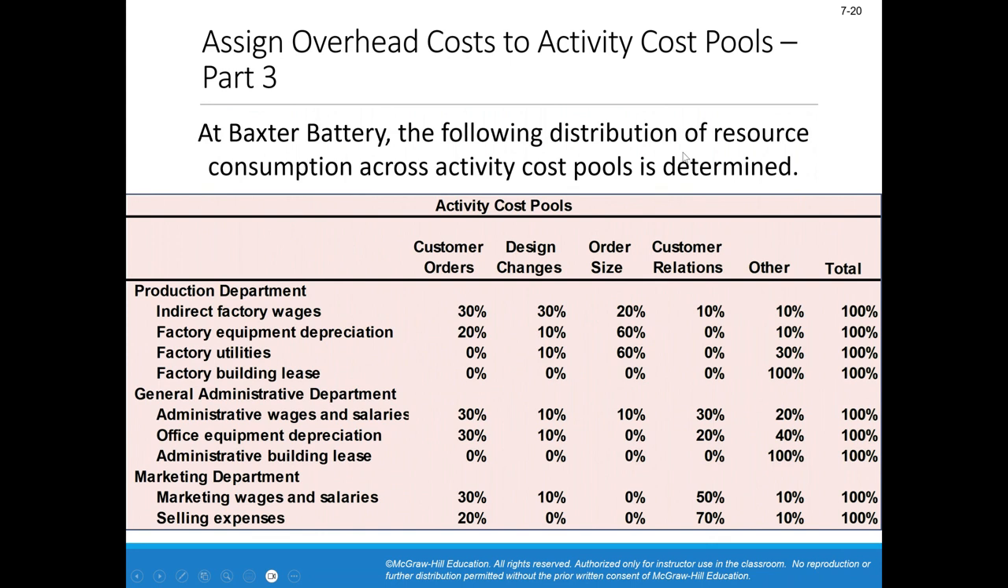And so the following distribution of resource consumption across activity pools is determined. So 30% of the indirect factory wages go for customer orders, 30% for design changes, 20% is related to the order size, and 10% is for customer relations. All right, so you break all of these costs down, and then you notice that it's 100%. So really, we're going to allocate based on these percentages.